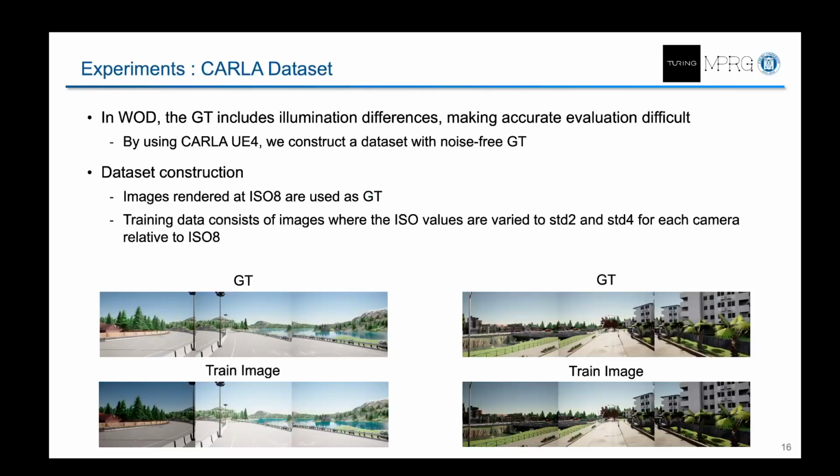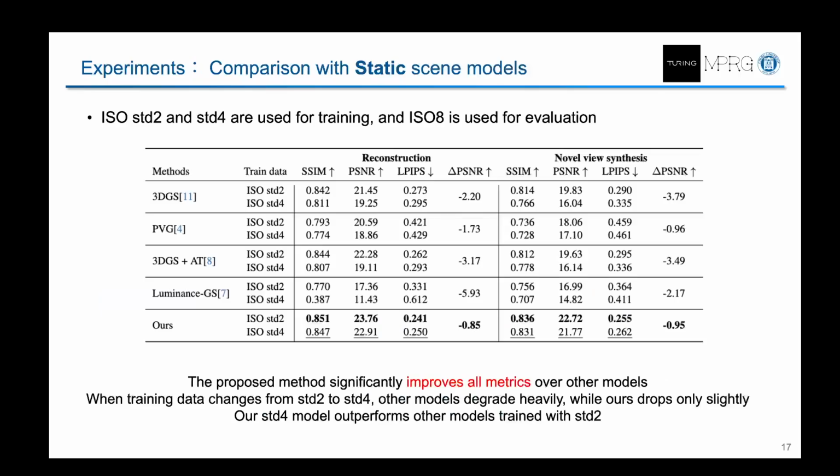In the Waymo dataset, the ground truth itself contains illumination differences, which makes accurate evaluation difficult. To address this, we construct a dataset using Carla. This slide shows results on static scenes. Our method significantly improves all metrics compared to other methods. Importantly, performance degradation under larger exposure variation, such as standard 4, is minimal.